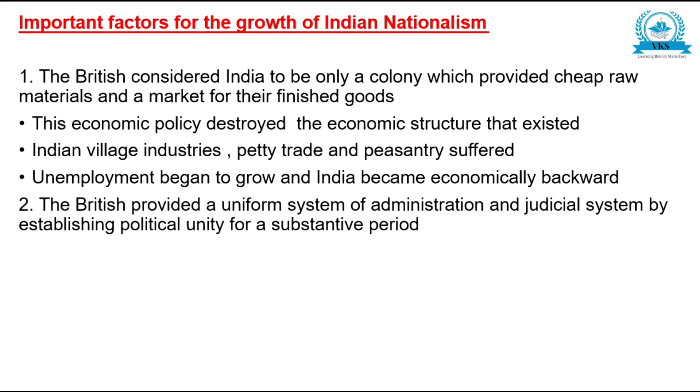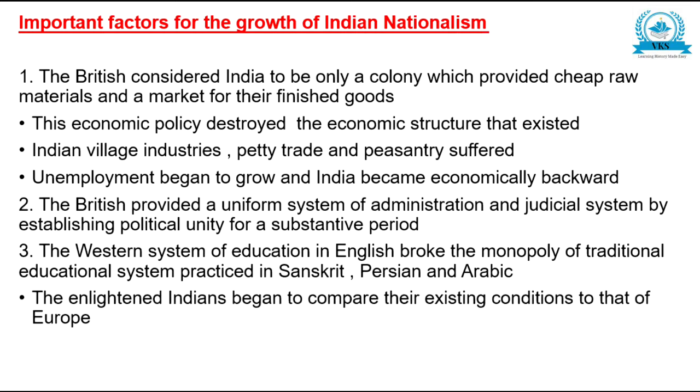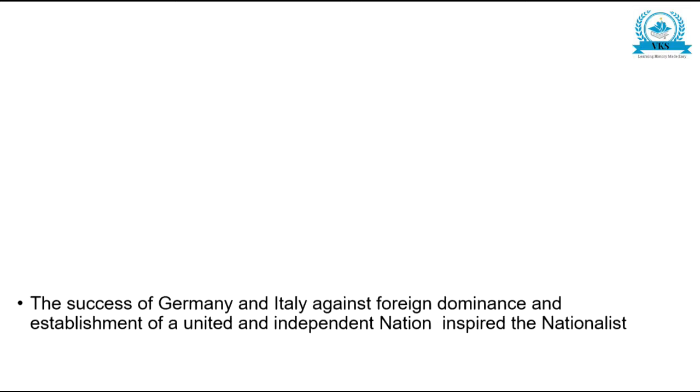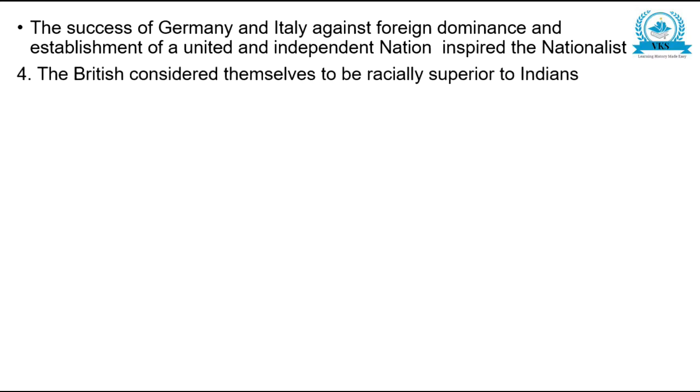The British provided a uniform system of administration and judicial system by establishing political unity for a substantive period. The Western system of education in India broke the monopoly of the traditional educational system practiced in Sanskrit, Persian and Arabic. The enlightened Indians began to compare their existing condition to that of Europe. The success of Germany and Italy against foreign dominance and the establishment of a united and independent nation inspired the nationalists.